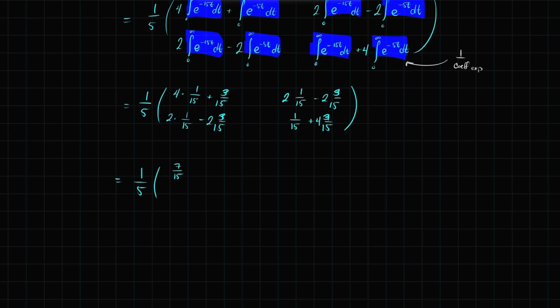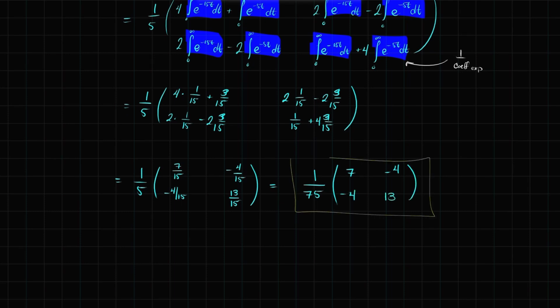I have 2 minus 6, I have negative 4/15. I have 2 minus 6 again, negative 4/15. And I have 1 plus 12, I have 13/15. Let's go ahead and pull a 1/15 out to the front. So there's a 5 times 15 there. There's a 1 over 75 here. That's 5 times 15. I have 7, negative 4, and 13.